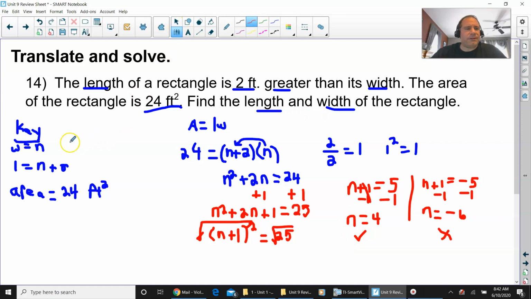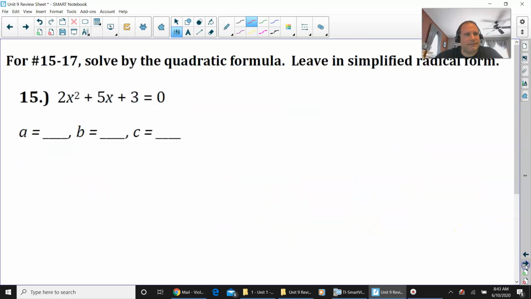So when we put this in, the width is 4 and the length is 6, because it's 4 plus 2. So just remember that you cannot use a negative length or width at all. So n equals 4 for the width, and the length is 6. And that is it for number 14.